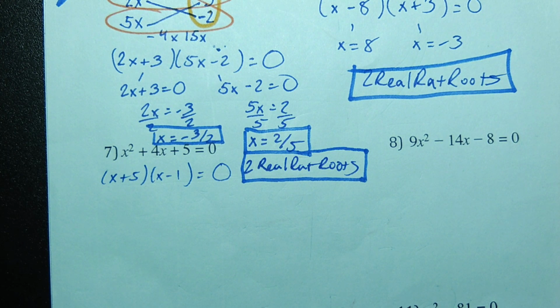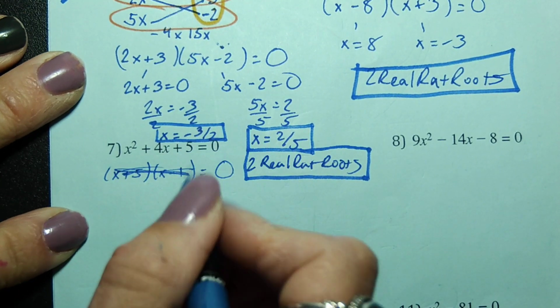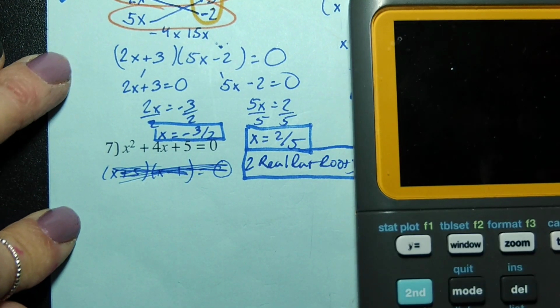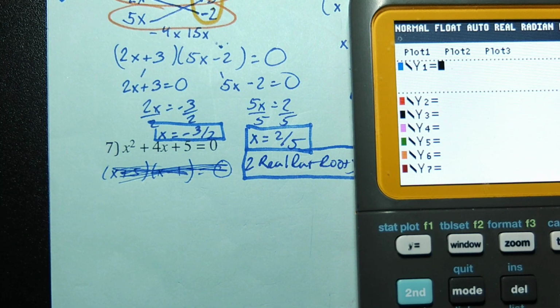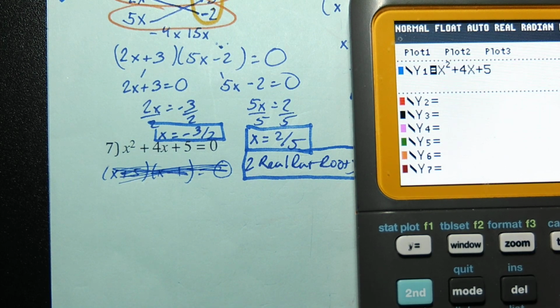Because that's going to give you a product of negative 5 instead of positive 5. So that pair of factors doesn't work. And in fact, no pairs of factors will work. And if we wanted to be sure about that, what we can do is type that equation into the y equals, see what the graph looks like.